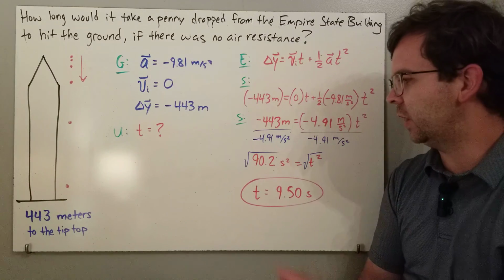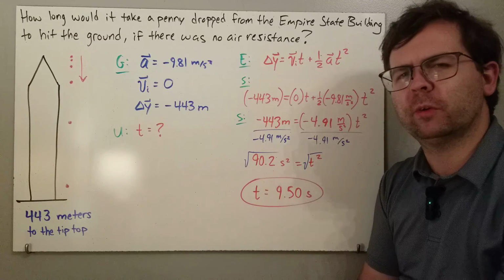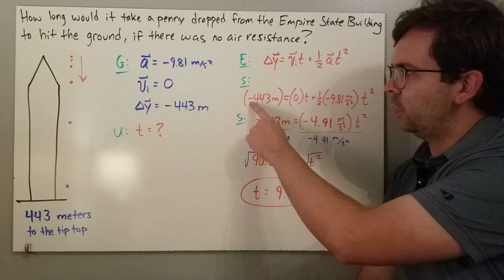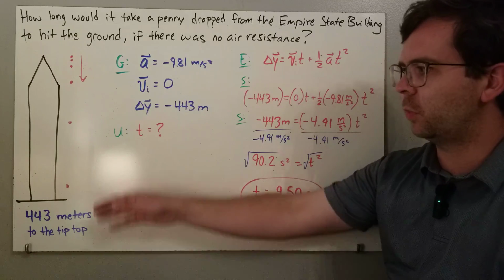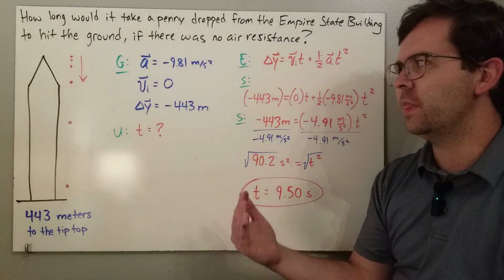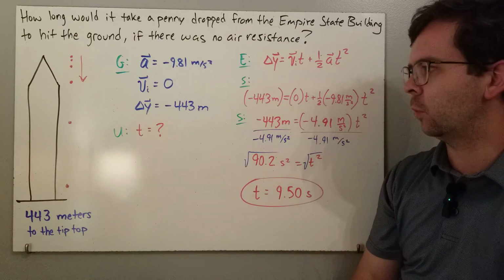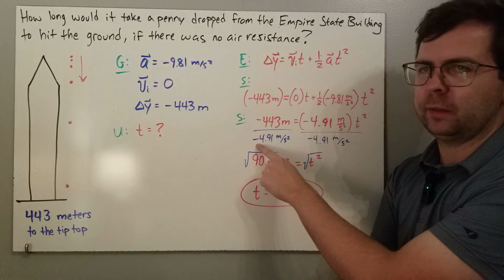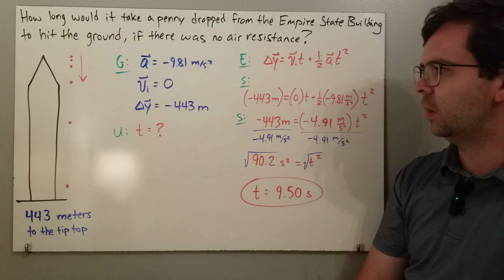If you find that you get to this step right here and you need to take the square root, but you're trying to take the square root of a negative number, what that usually means is you forgot to include the negative sign on the displacement. It's easy to think, okay, 443 meters is my distance, but it's easy to forget that that needs to be a negative value because it's moving in the downward direction. And if you don't put a negative sign there and you divide by this negative value here, you end up with a negative here and it messes up your problem.